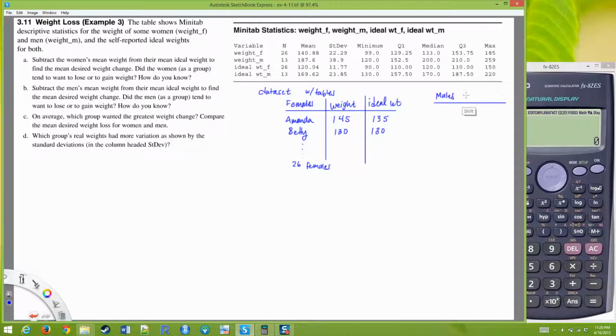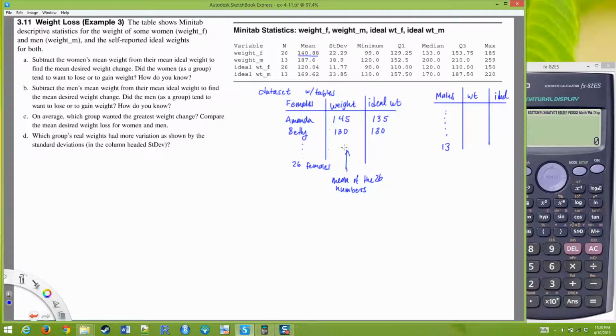We have something similar going on for the males. We ask them, what is your current weight? And what is your ideal weight? And we had a total of 13 males. And so if we take all 26 measurements for the female weights and take the average, the mean of the 26 numbers here, this is how we get 140.88.